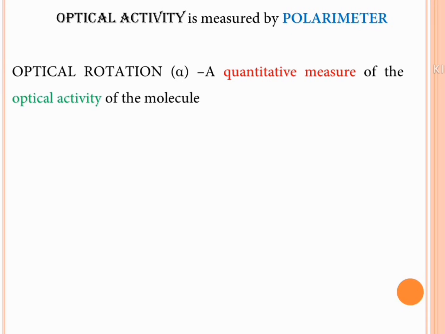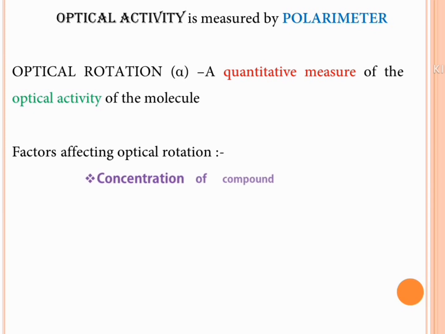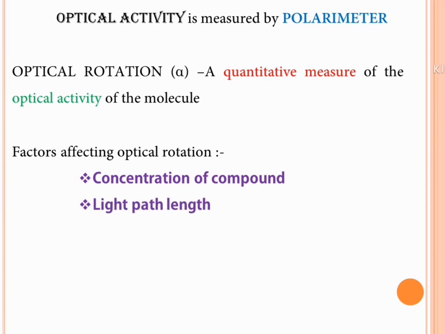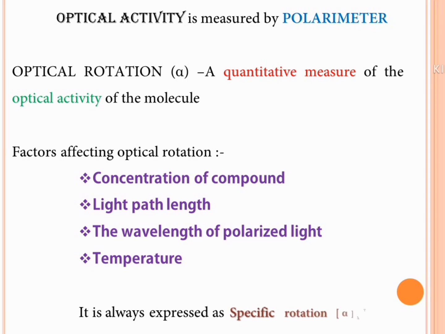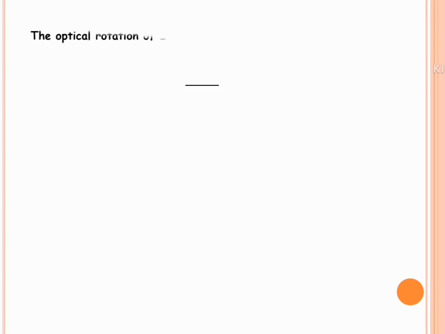A quantitative measure of the optical activity of the molecule is known as optical rotation. Optical rotation of an optically active compound depends on the following: concentration of the compound, light path length, the wavelength of the polarized light, and the temperature. Hence, experimentally measured optical rotation is always converted to and expressed as specific rotation. The optical rotation of a solution at a given temperature and wavelength is given by the following equation.